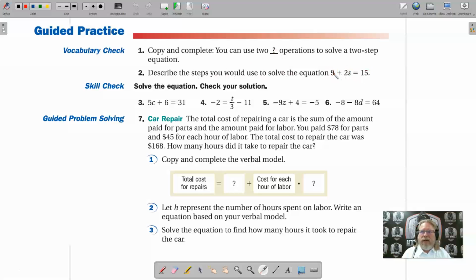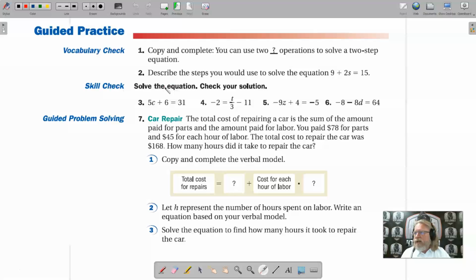Well, first we had to get rid of this 9 before we could deal with the multiplication here between 2 and s. So first I would subtract 9 from each side, and then I would divide by 2. Subtraction to get rid of the positive 9, and then division to undo the multiplication between the 2 and the s.